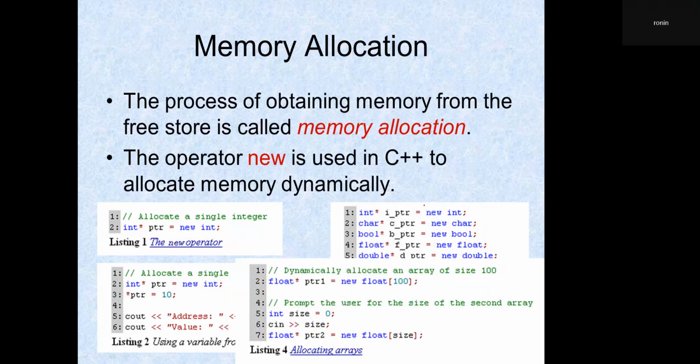Look, we can also get a space to store an array here. New float 100. This is a float array, and we get its first address, then assign this memory address to ptr1, a float pointer. Here we get a float array and assign the address to ptr2.